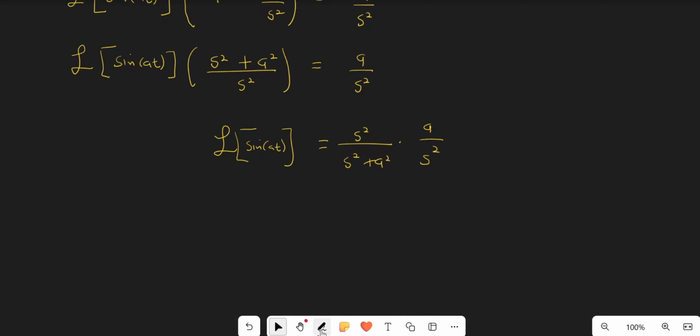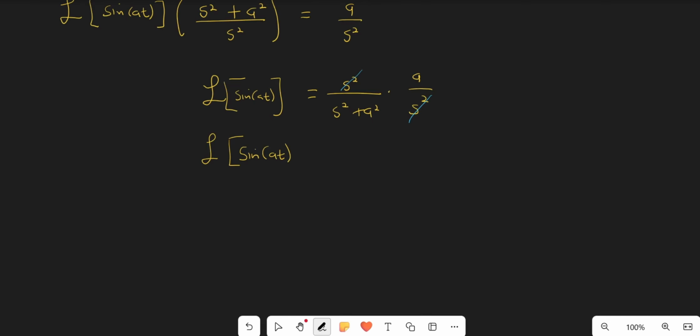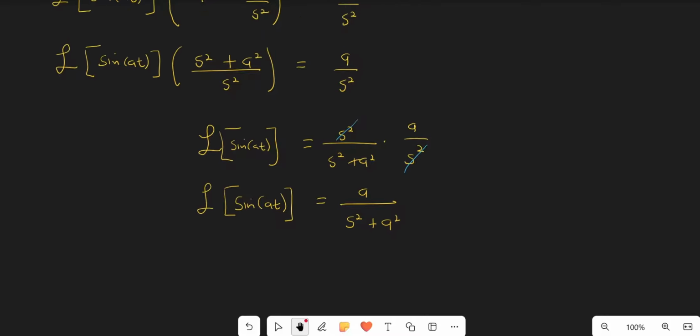Alright, cool. So there's going to be a beautiful cancellation here. This one is going to cancel this one out beautifully, and what is left is this. So that means that the Laplace transform of what we are seeking to find, which is the sine of at, is equal to a all over s squared plus a squared. So this one is the Laplace transform of the function sine of at.